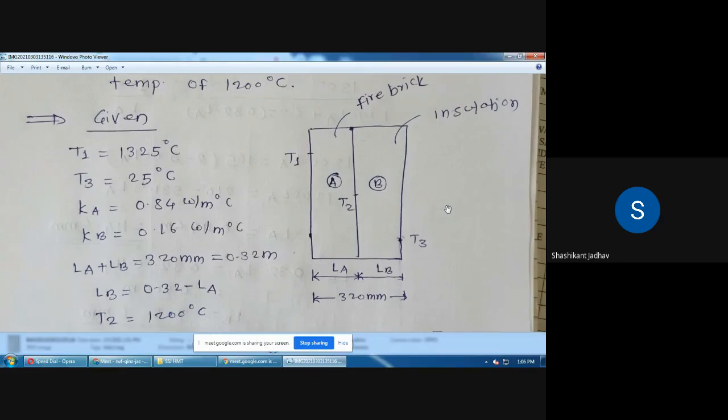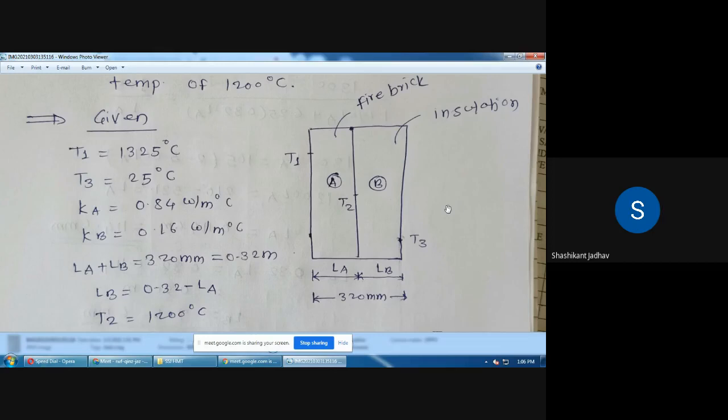So thermal resistance for plate A plus thermal resistance for plate B. Okay, if three plates are there, then an additional thermal resistance will arise, thermal resistance for plate C. So in that way, whatever the diagram we are given, according to that we have to write down the equation. So Q is equal to T1 minus T3 divided by thermal resistance of plate A plus thermal resistance of plate B. So this is the equation for the whole plate. That is nothing but Q.